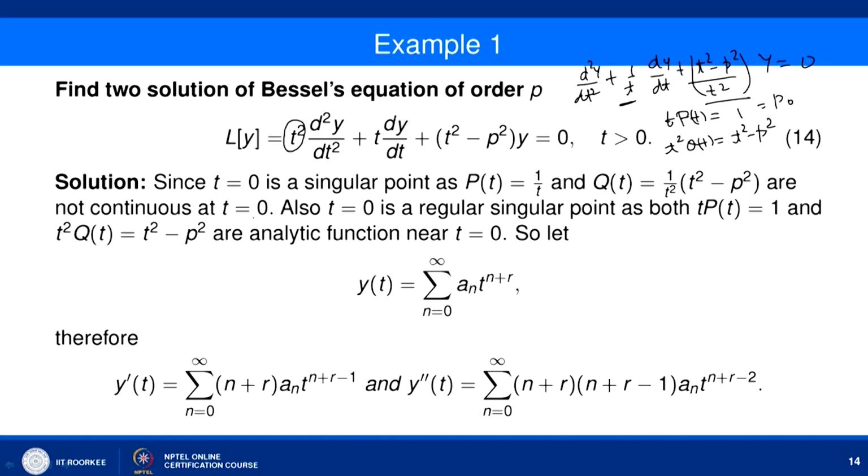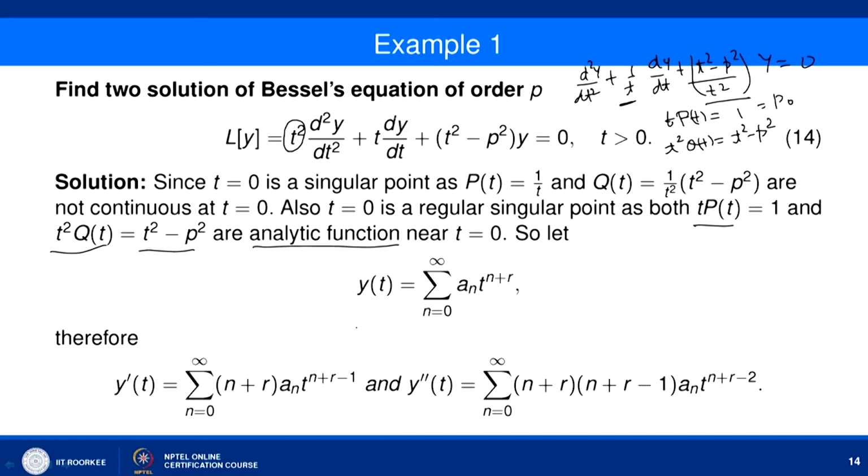So this is another way to check that a given point is a singular point or not. So here you have to check that p(t) and q(t) are not continuous functions at t equal to 0. So in this way also we can check that t equal to 0 is a singular point. Now t equal to 0 is a regular singular point, as both t p(t) and t square q(t) are analytic functions. So here t p(t) is 1 and t square q(t) is t square minus p square, and both are analytic functions, or we can say that both have Taylor series expansion near t equal to 0. So it means that it satisfies the condition which we have discussed earlier, that t equal to 0 is a singular point and t equal to 0 is a regular singular point.